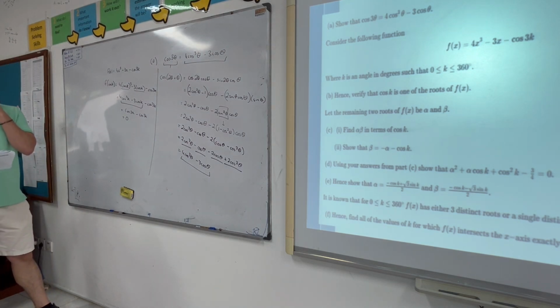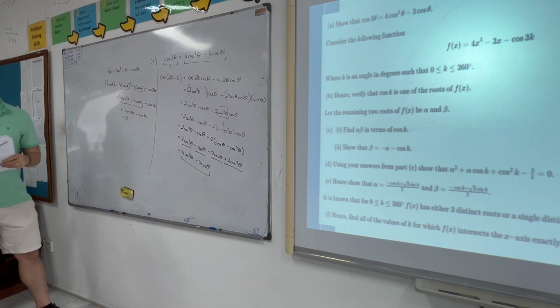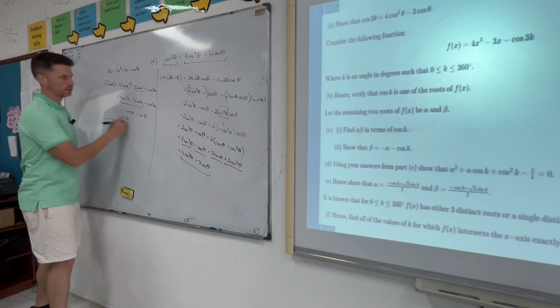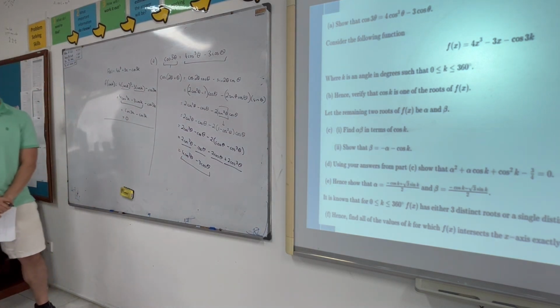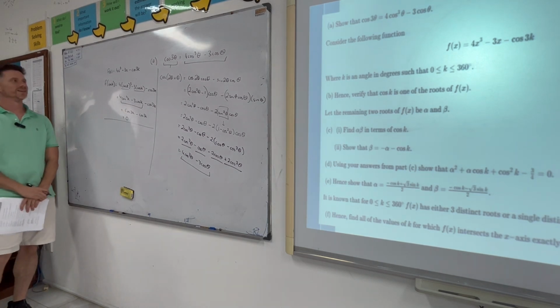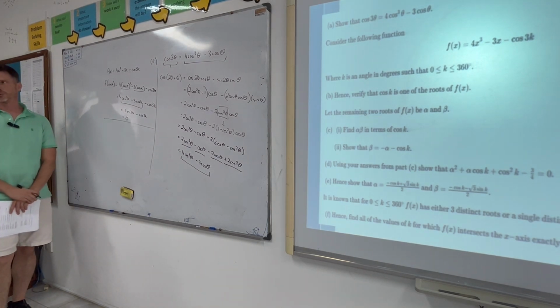Let the remaining two roots of f of x be alpha and beta. Find alpha times beta in terms of cosine. Have you done these before? Have I done these before? Yes. Why? Yeah, so there would be more thinking time. It would take longer.